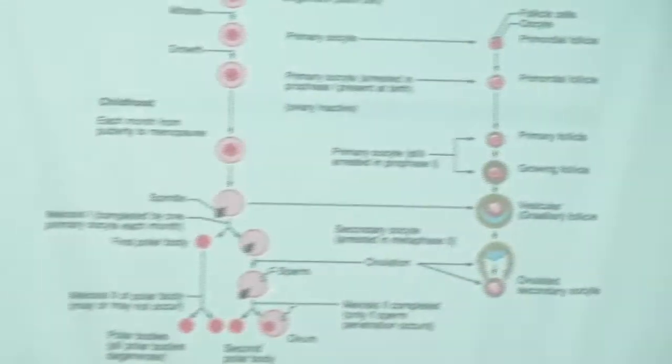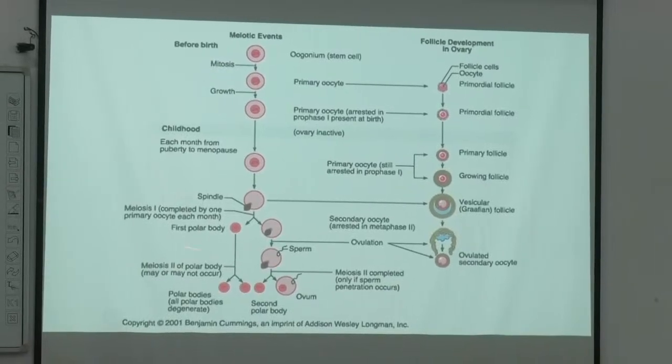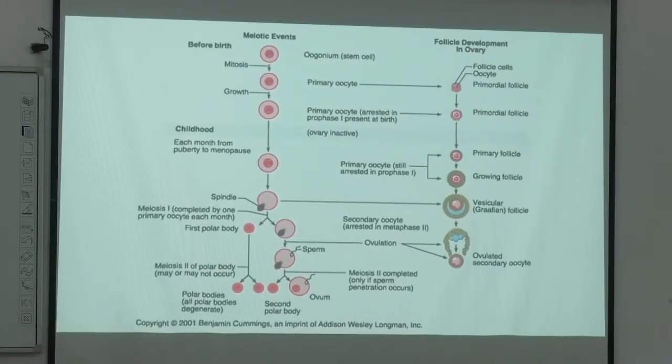And this secondary oocyte completes its cellular division only if we have fertilization. If we do not have fertilization, the secondary oocyte will be lost, destroyed at this stage.